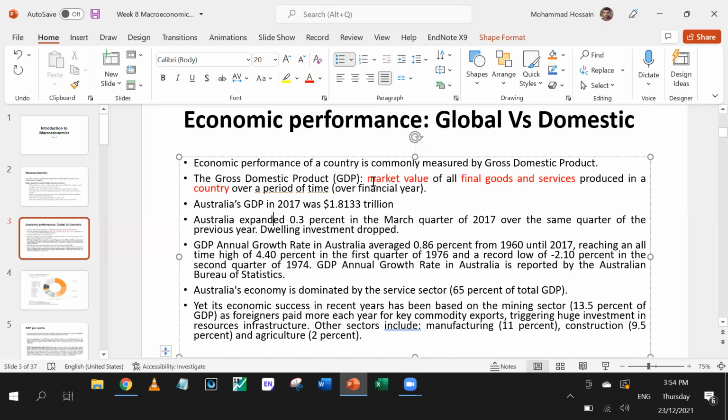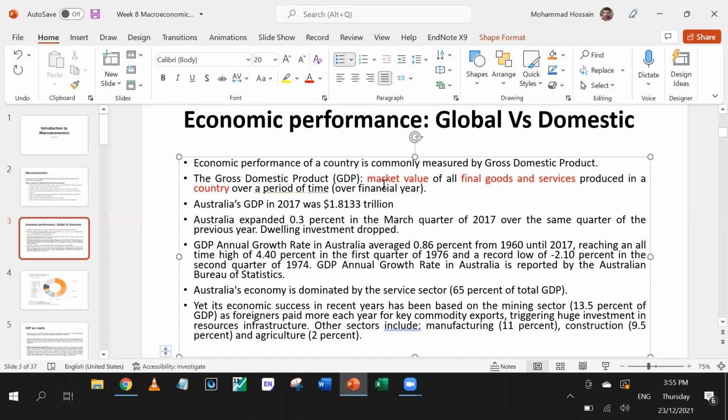How do they measure it? We have different techniques to measure it. We'll talk about it. In 2017, Australia's GDP was how much? 1.81 trillion. Australia's GDP in 2017 was 1.81 trillion.